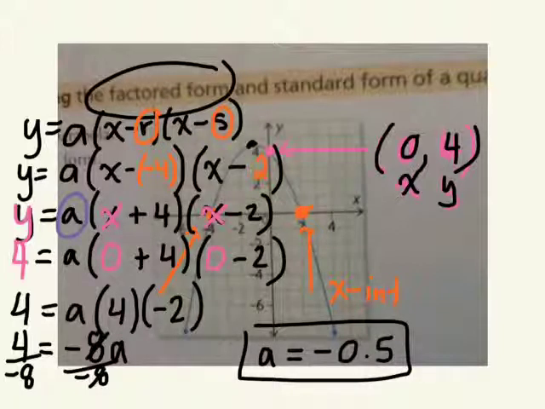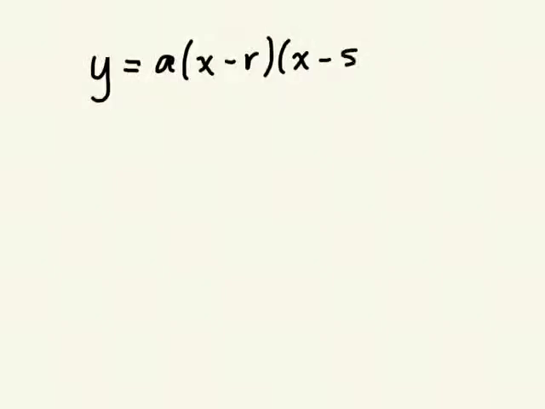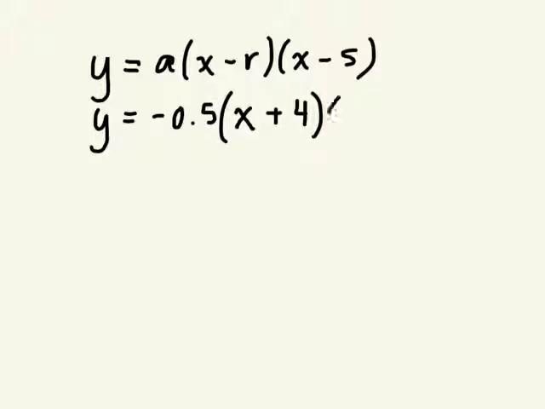-0.5. Now we can write the equation in factored form because I have my a, I have my r, and I have my s. So let's write that down on the next page. We're going to write the equation in factored form. y equals a bracket x minus r bracket x minus s. We found a. What is it? -0.5. And r was what? +4. And s was -2. Okay, we have it in factored form.